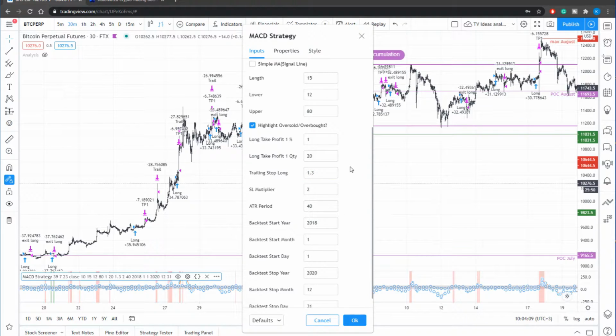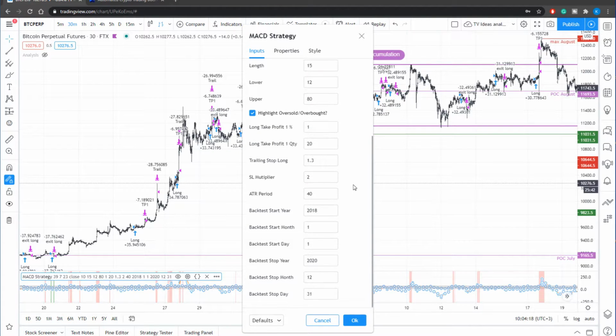However, we also added the stop loss, which is going to be calculated based on the ATR, so it's going to be a trailing stop loss as well. Let's look at the stats of this particular bot.